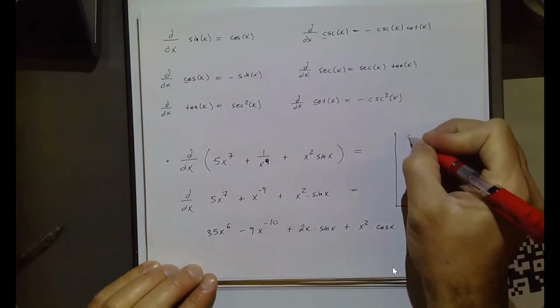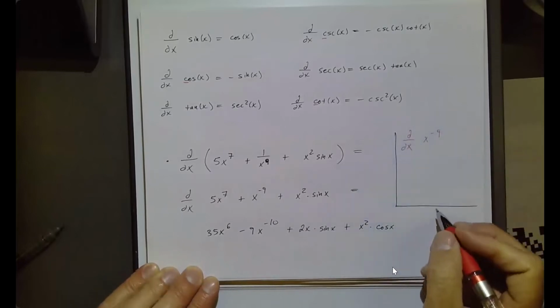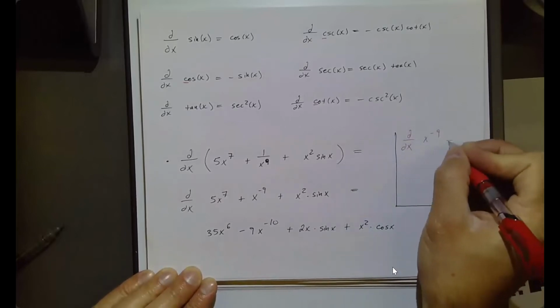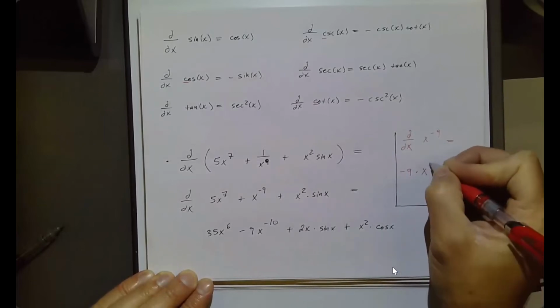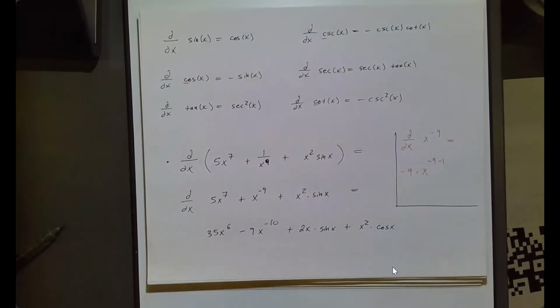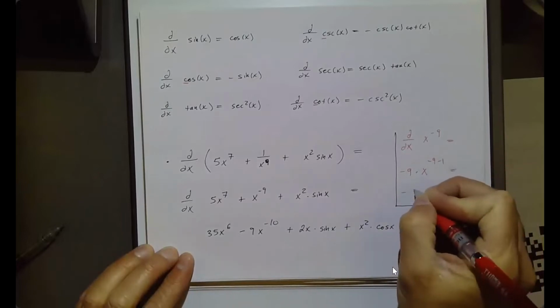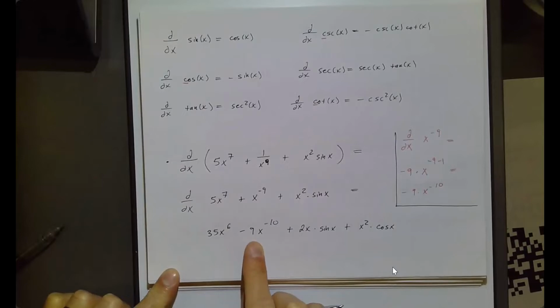The derivative of x to the negative 9th. So the power comes down, we get negative 9 times x to the negative 9 minus 1. And negative 9 minus 1 is going to be negative 10. That's negative 9 times x to the negative 10th. And I wrote it here as minus 9 times x to the negative 10th.